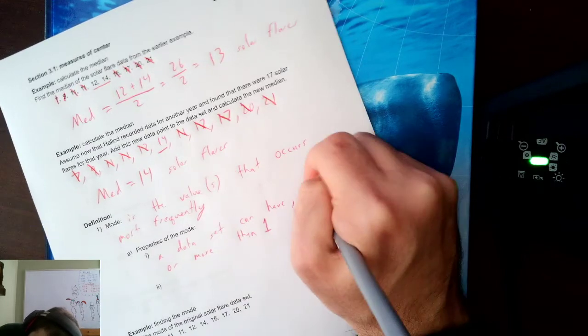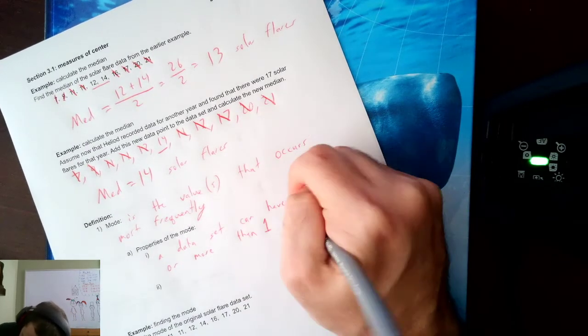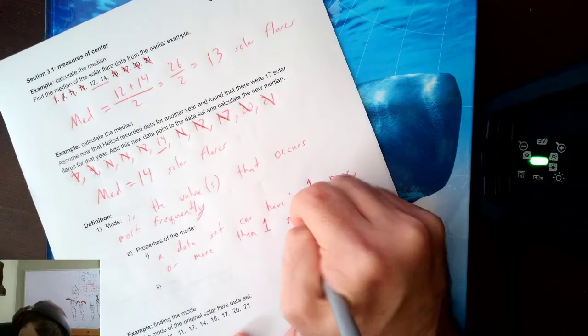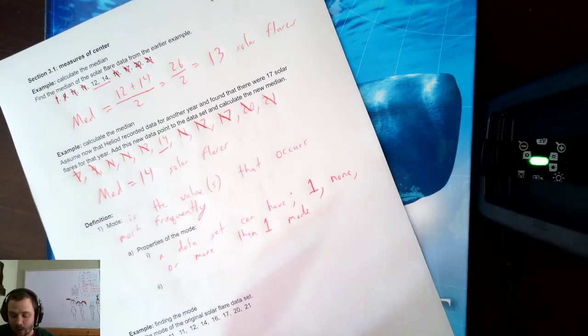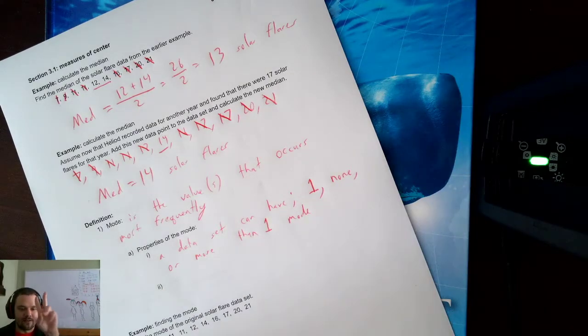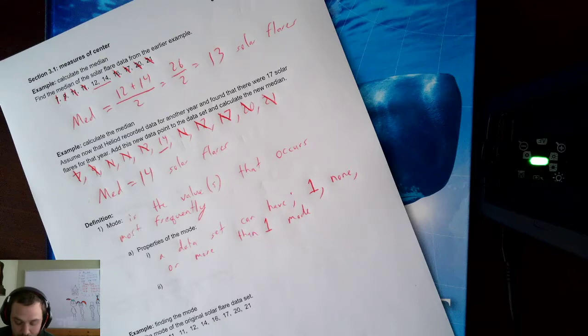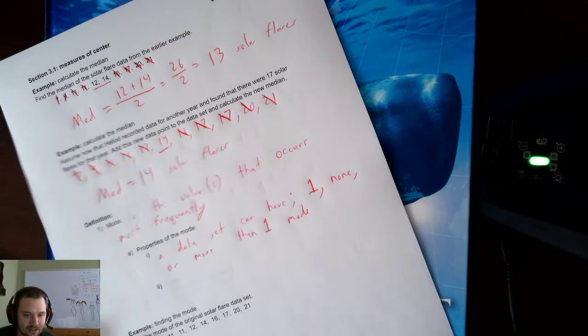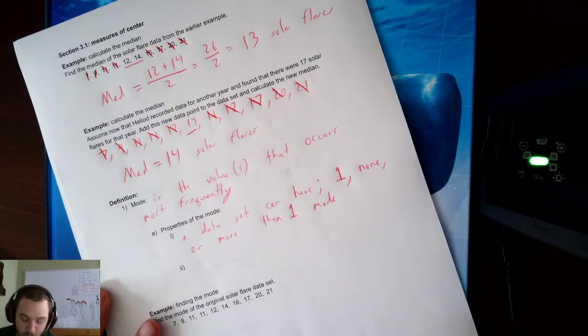We're going to write our 1s. More than 1 mode. You can have 1, none, or more than 1 mode. You could have 1 mode, you could have 2 modes, 3 modes, 17 modes, or no mode. And we'll see what that looks like, how that happens in a moment.